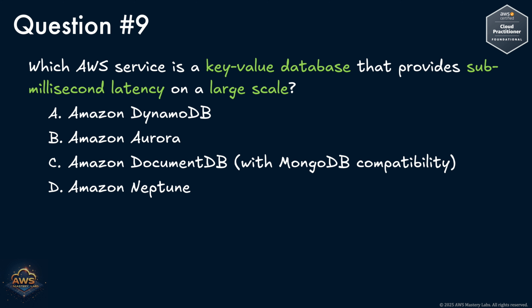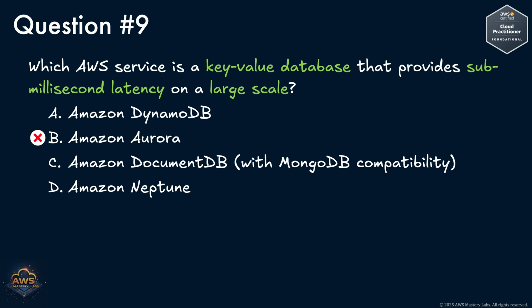Let us identify and interpret key phrases in the question that will help with answering it. The most important keywords to focus on are key-value database. This narrows it to the databases optimized for simple lookups using a key. Sub-millisecond latency. This demands extremely fast performance, often required in high-throughput real-time applications. Large scale. The service should scale horizontally to support massive workloads.